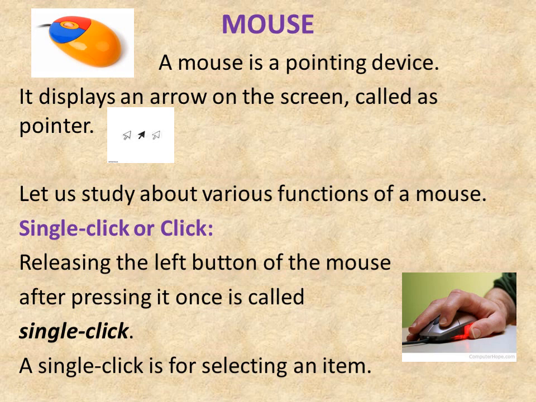Single click or click. Releasing the left button of the mouse after pressing it once is called single click. You can see here in the picture how the mouse is held and how to keep your fingers on the mouse to single click. A single click is for selecting an item. Whatever you want to choose, any picture or any other document, you can just click once on the mouse.